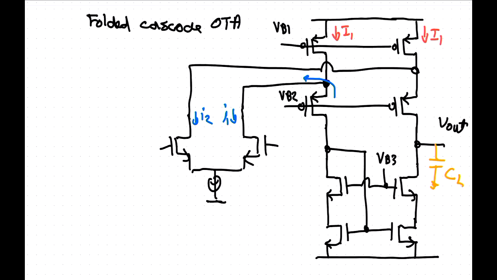And what sets I1 and I2? VB1, VB2, or VB3? VB1 is a bias voltage that sets the gate-source voltage for those two top transistors. That sets the current. VB2 and VB3 are cascodes. You can recognize the top ones here, the two P transistors, as folded cascodes for this differential pair. That's why it's called a folded cascode op-amp. So yeah, these two are folded cascodes, and the small signal current goes that way.